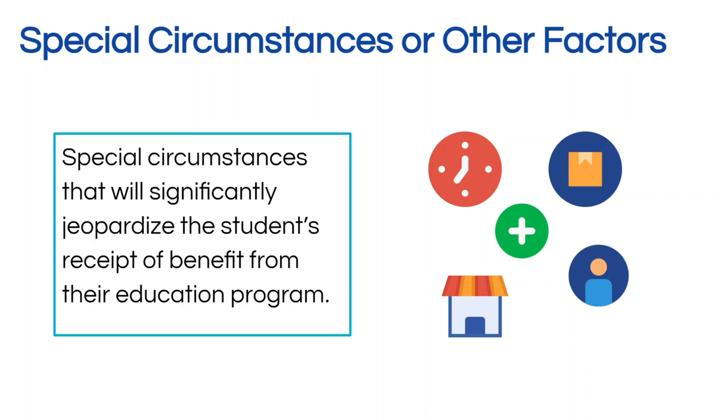Special circumstances or other factors. The IEP team determines whether, without ESY services, there are special circumstances that will significantly jeopardize the student's receipt of benefit from their education program during the regular school year. It is strongly encouraged that the school teams consult with their procedural support liaison and ESY specialist in the event this situation applies to an individual student at your school.